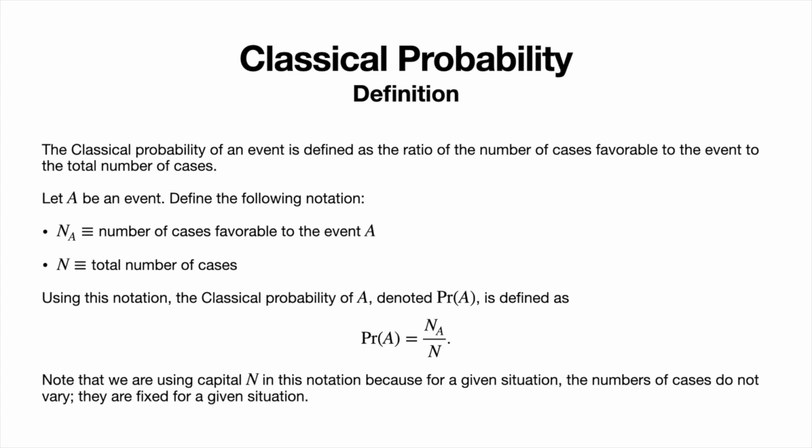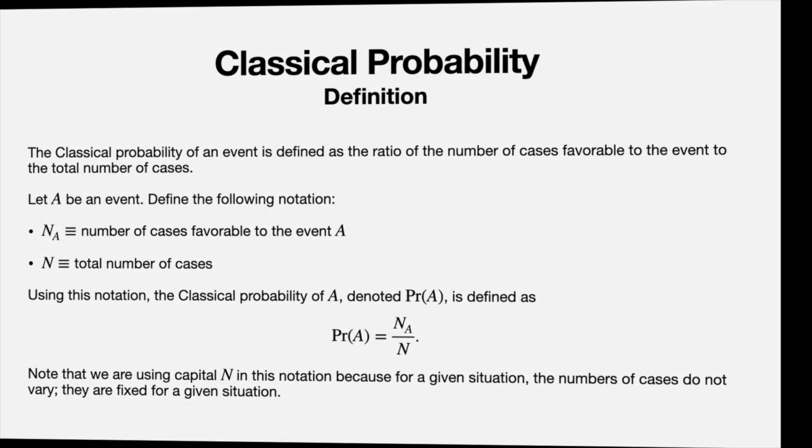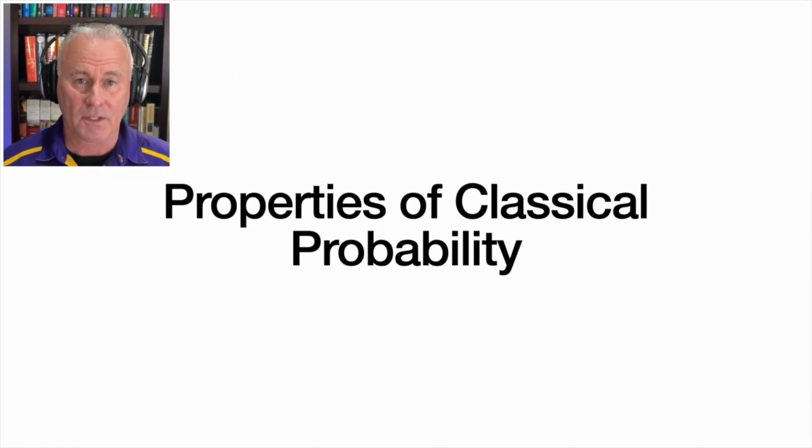Now note that I'm using capital N in this notation, and I'm doing this because for a given situation, the numbers of cases do not vary. They're fixed for a given situation. Next, let's look at properties possessed by classical probability.